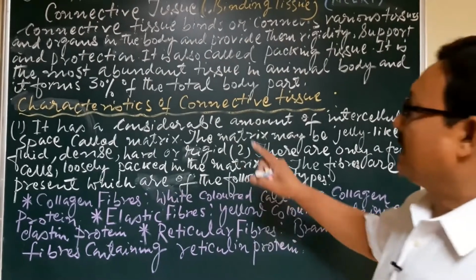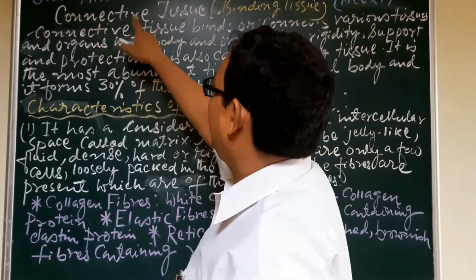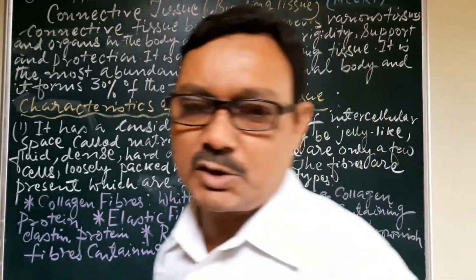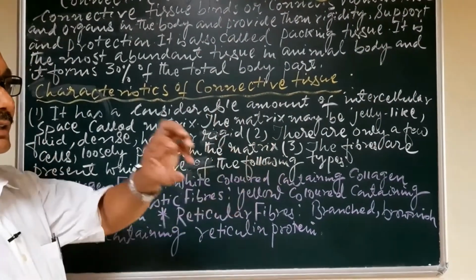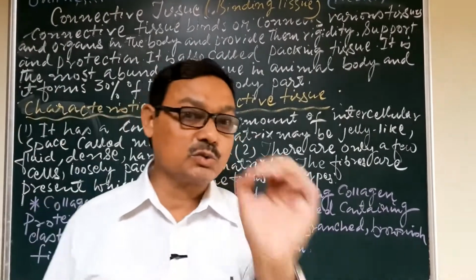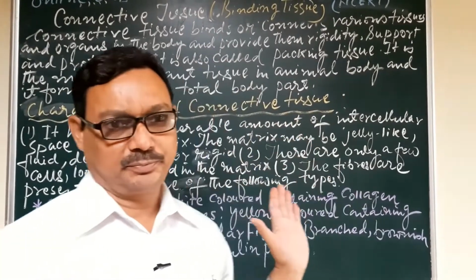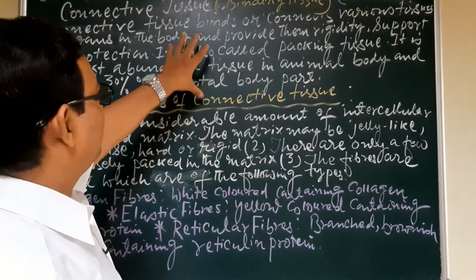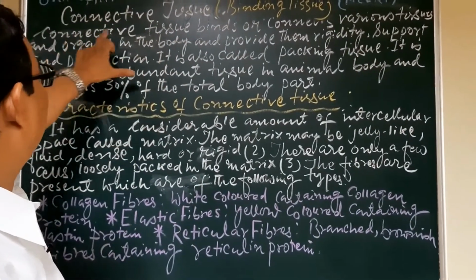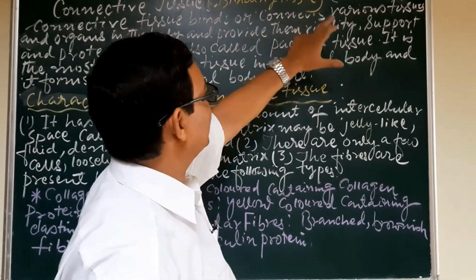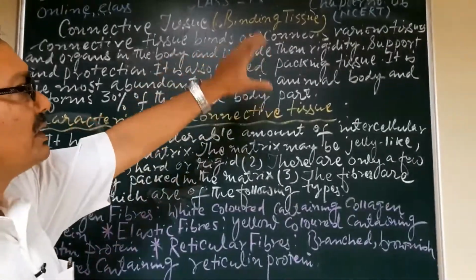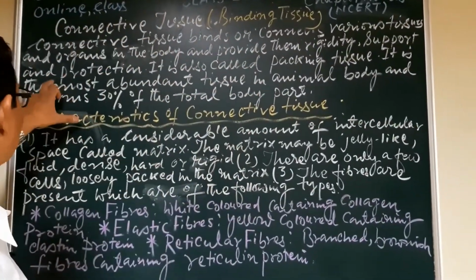We are now in the second important type of tissue of animal, that is the connective tissue. It is also known as binding tissue, because this tissue connects and binds the different tissues and the organs of the body. Here are some introductory points for this tissue. Connective tissue binds or connects various tissues and organs in the body and provides them rigidity, support and protection.